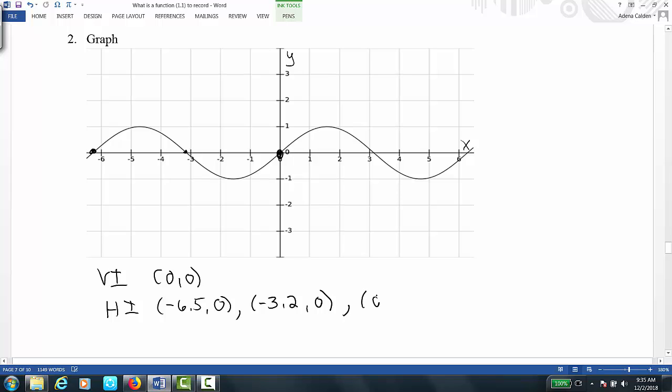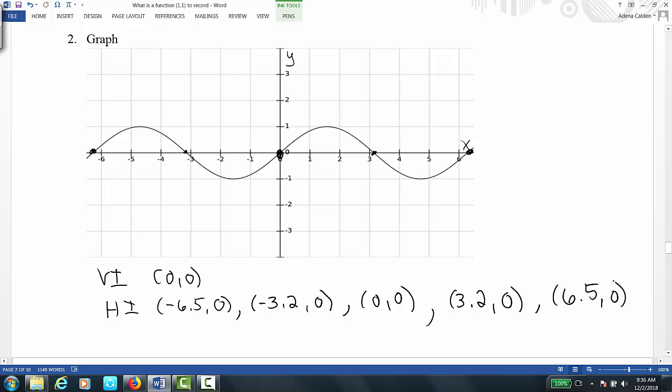Our next one happens at 0, 0. That's really interesting because that was also our vertical intercept. Sometimes our vertical intercept is the same as our horizontal intercept. And that happens when you have the value 0, 0, because that happens when both x and y equal 0, which is how we were finding our intercepts by setting one of those values equal to 0. Our next intercept happens a little bit past 3. So here, we'll call that approximately 3.2, comma 0. And then finally, our last point here is going to be approximately 6.5, comma 0.